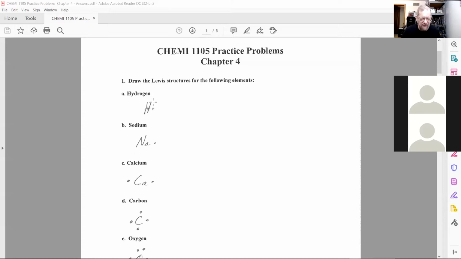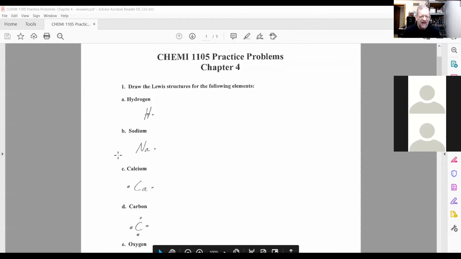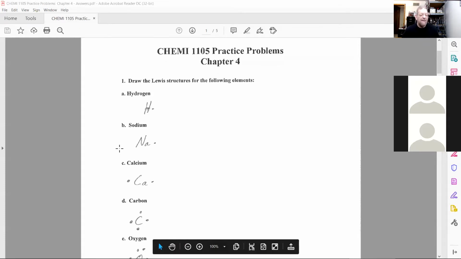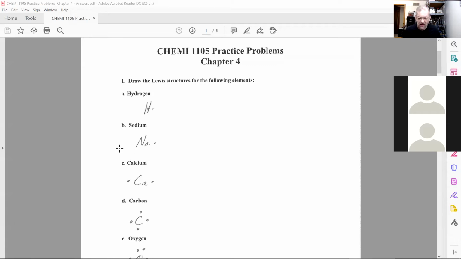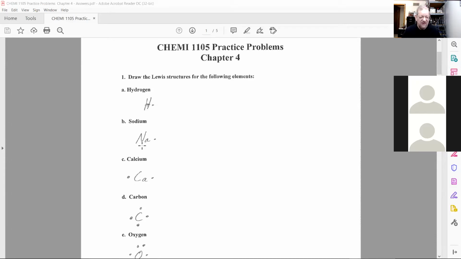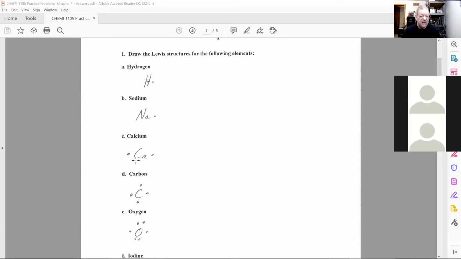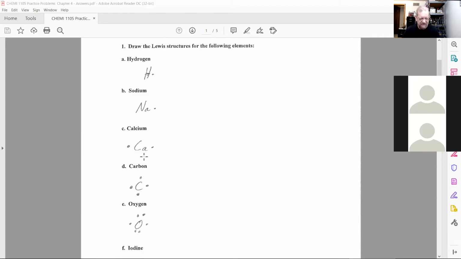Draw the Lewis structure for the following. A Lewis structure shows valence electrons. Look at the periodic table at the top of the column for an element, and that shows you how many valence electrons it has, and you put one dot on a side before doubling up. For hydrogen, one valence electron, and it could be on any side. Same thing for sodium, calcium. Two of the sides have dots, 1 dot each, and two of the sides have no dots.